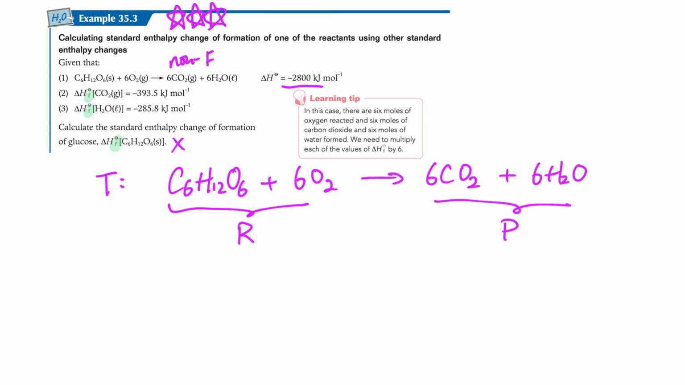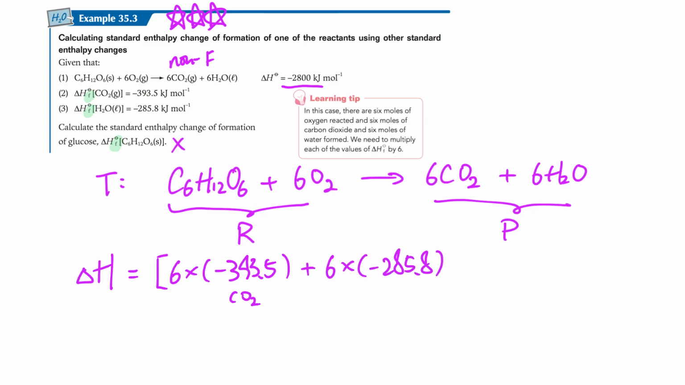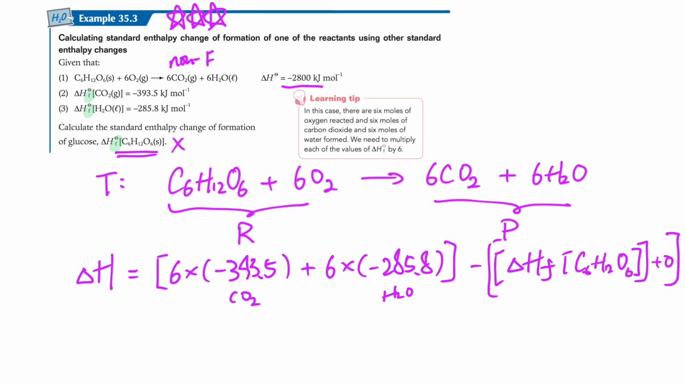So what we're going to do right now is, we'll have delta H equals the product, which is 6 times negative 393.5, that will be the CO2, plus 6 times negative 285.8, that is H2O. And then we'll minus the reactant. The reactant we have is the formation of glucose. I don't know what that is, of course, we're looking for it. And then we have the 6 O2. 6 O2 means it is 0. So it will be like that.